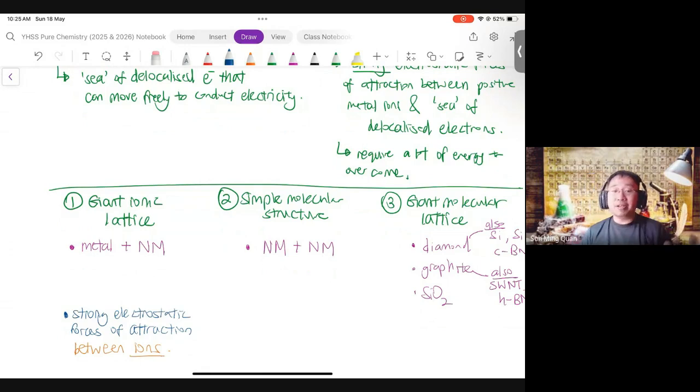So what are ions? Ions are like Mg2+. Mg2+ is formed when Mg loses 2 valence electrons. So the idea is ions must have charge and they are formed by loss and gain of valence electrons. Next one, simple molecular structure. There are weak intermolecular forces of attraction between molecules.